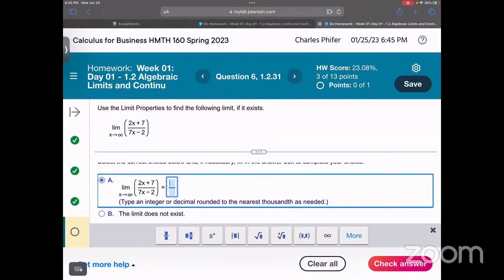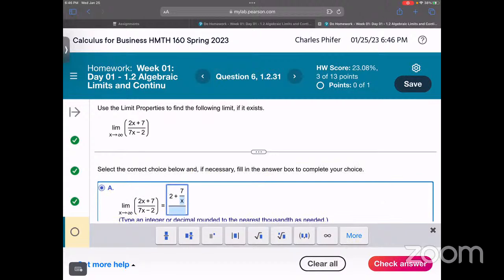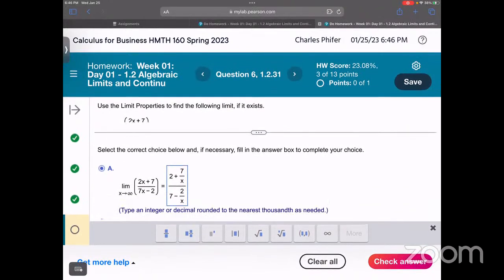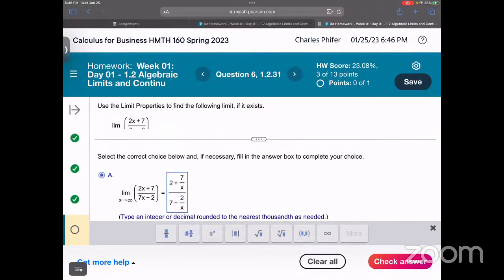So if we factor out x on top, we're going to be left with what? 2 plus 7 over x. All right? If we use a similar technique. And then on bottom, we're going to be left with 7 minus 2 over x. So now, as we let x run to infinity, those second terms tend to 0, and we're going to be left with 2 over 7. All right? Just 2 over 7.